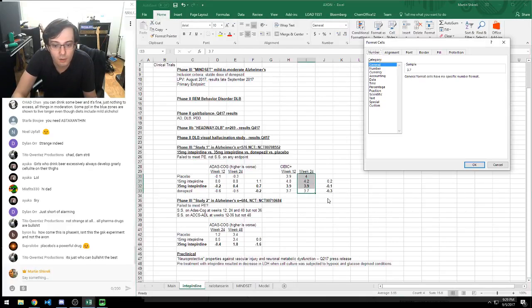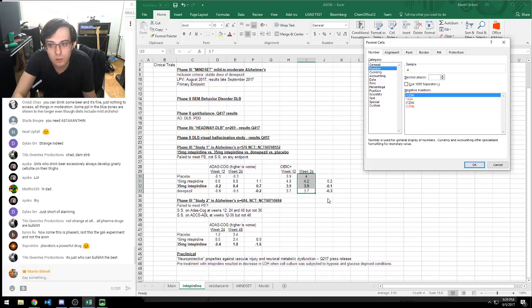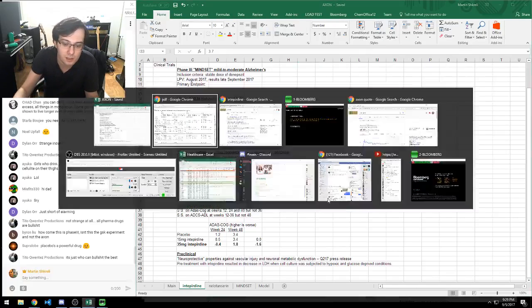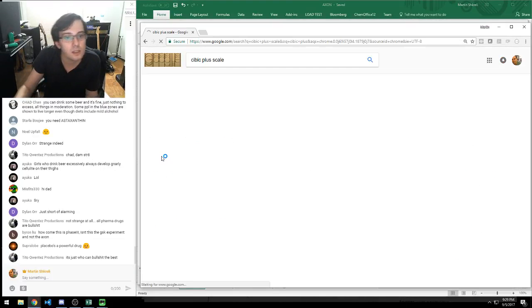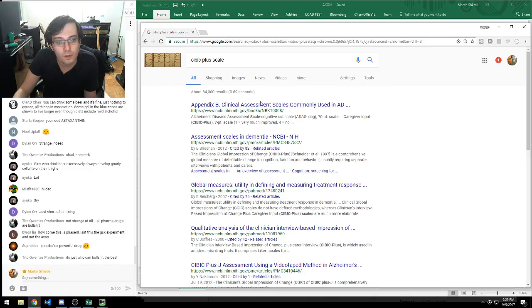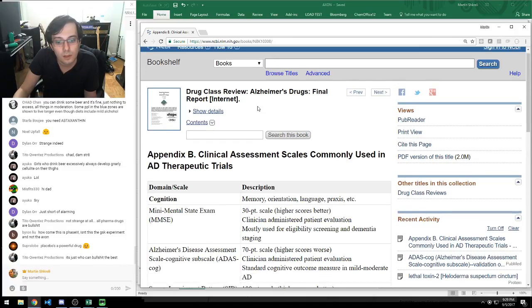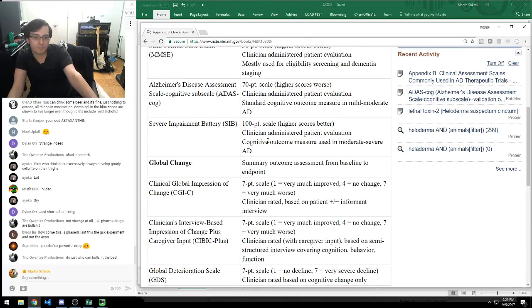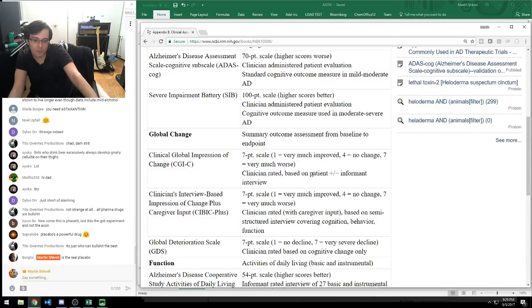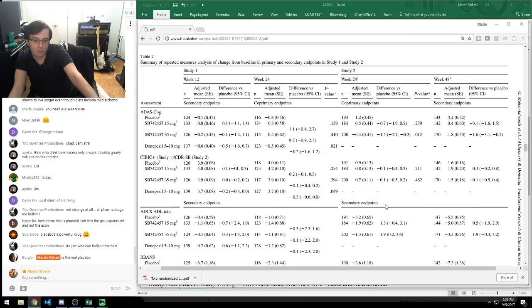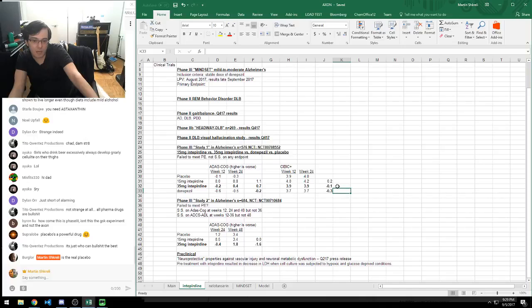And so I don't know how CDR sum of boxes works. So we should go, it's not CDR sum of boxes, this is the CIBIC plus. So let's look at what that is real quick. CIBIC plus scale. All right, so in the CIBIC plus scale, it's a 7-point scale. 1 is improved, 7 is worse. So you want to go up on the scale. You don't want to go down, right? So higher score is better in essence.